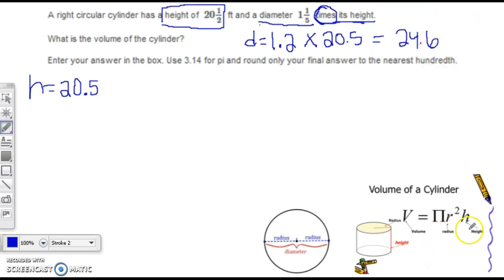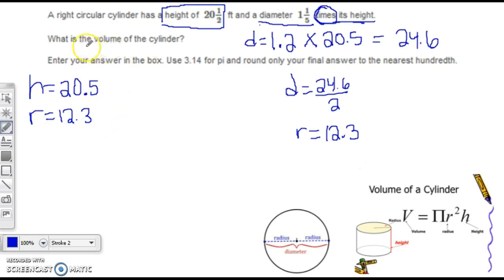But again, in my volume formula, there's no spot to plug in the diameter. So I had to do that work to figure out the diameter, and now I need to use the diameter to figure out the radius. So remember, you can cut a diameter in half to figure out a radius. So the radius is going to be 12.3. And now I have the information that I need to figure out the volume. Because my ultimate goal is to figure out the volume.